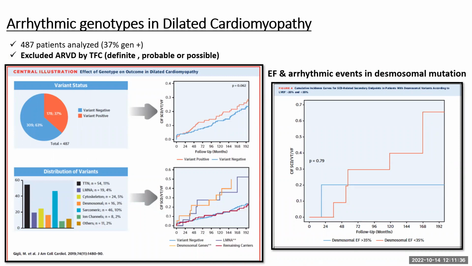In addition, when we look at DCM cohorts like this one, we find a relevant proportion of desmosomal mutations that present with a dilated cardiomyopathy phenotype. They tend to have higher burden of sudden death and left ventricular arrhythmias, similar to laminopathies, in contrast to the other classical DCM variants like titin or sarcomeric or the genotype-negative patients. Also, I want to highlight on the right that the EF did not appear to have an impact on arrhythmic events in this subgroup of desmosomal variants. But of course, we must keep in mind that this was a small subset of patients.